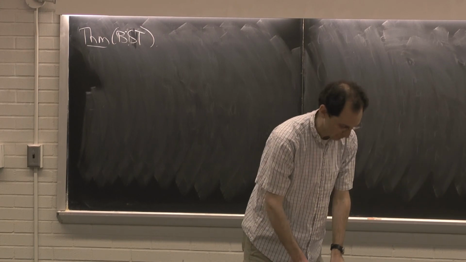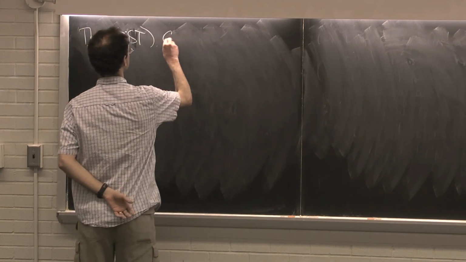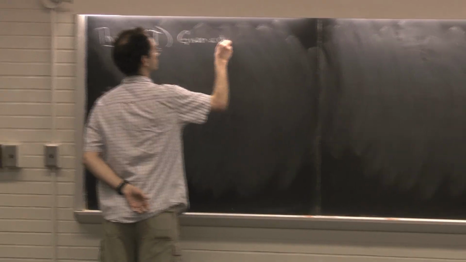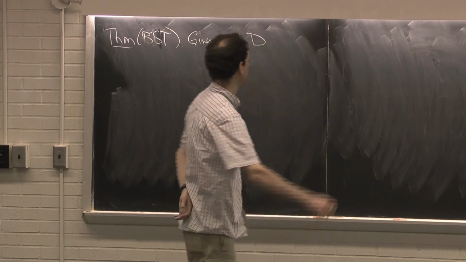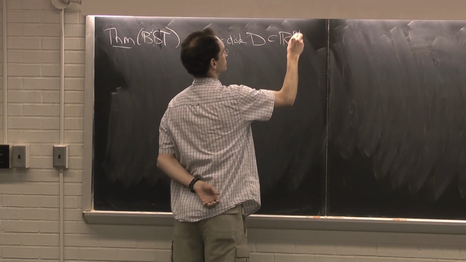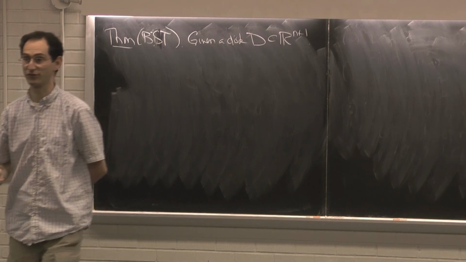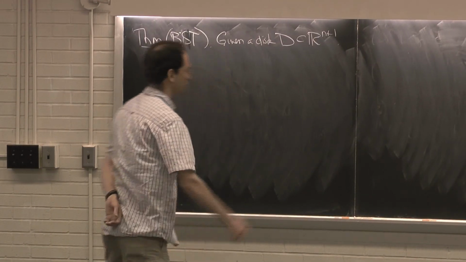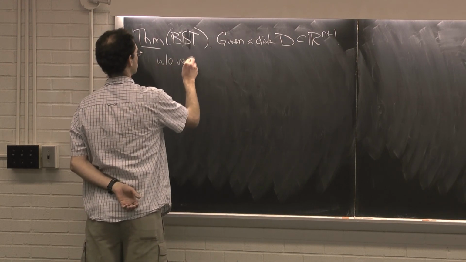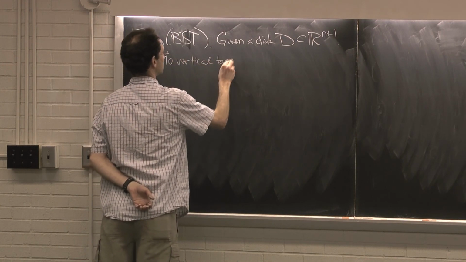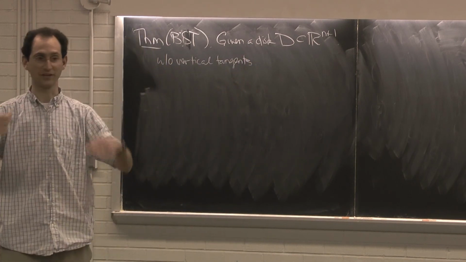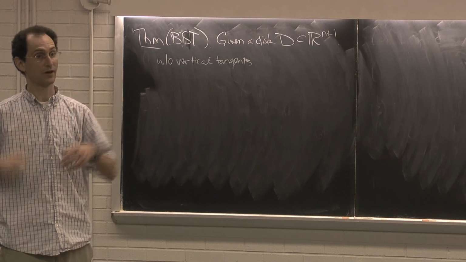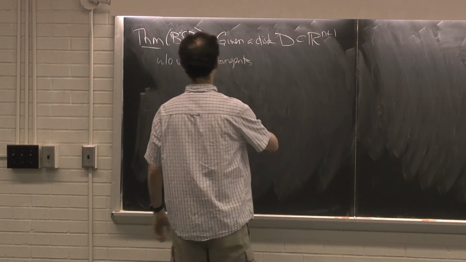Okay, so here's how it goes. Let's give ourselves a disk D inside of R^(n+1). Remember, R^(n+1) is where the front projections are living. Okay, so give ourselves a disk. Let's say it has no vertical tangents. And let's say that its boundary gets attached to the outsides of the cusps of your Legendrian submanifold, of the front.